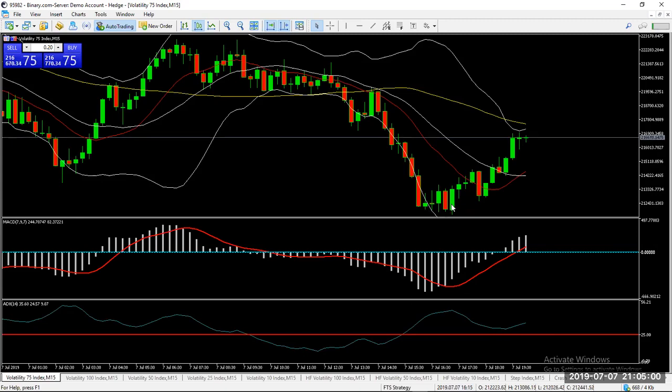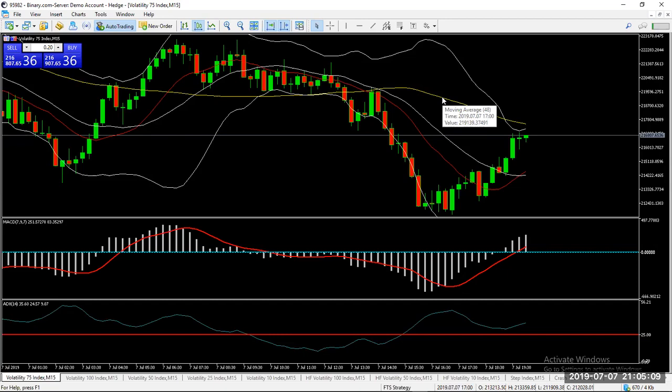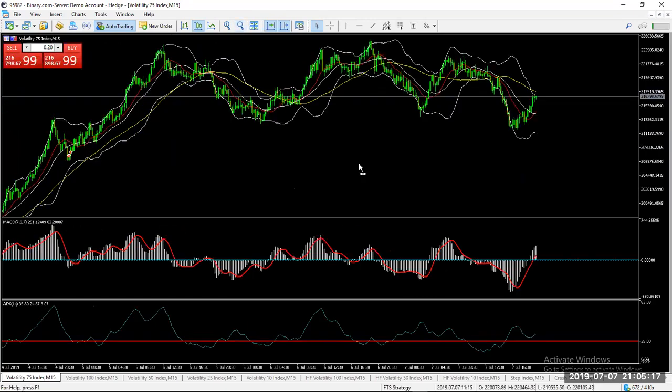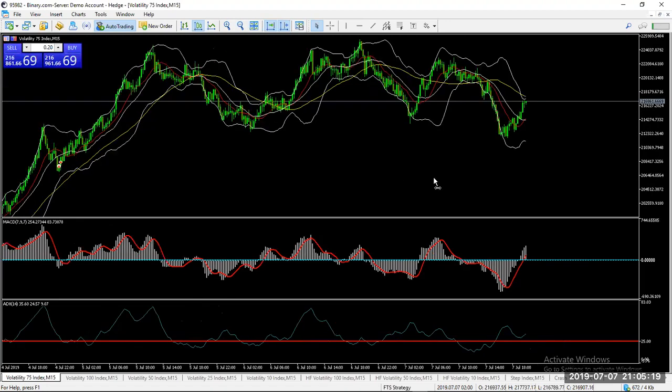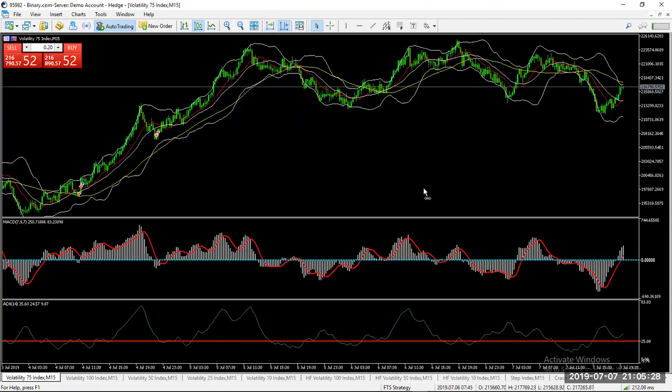Let's take a look at then the work of the moving average 48. The moving average 48 is for trend. Do you understand? It's used to check the current trend of the market. And what does trend mean? Trend is the direction of the market at a particular point in time.